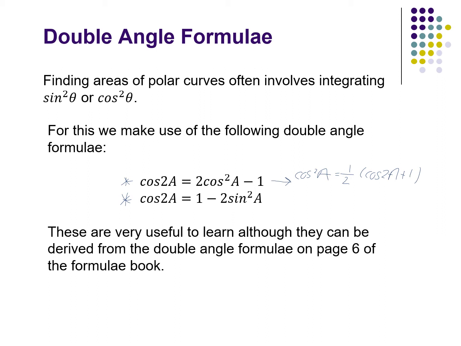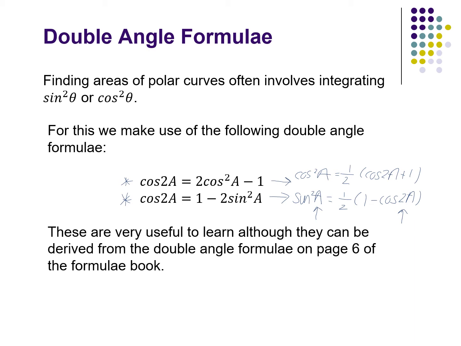And similarly, if you're integrating sine squared a, what you do is rearrange this one to say sine squared a is a half times 1 minus cos 2a. And you'll see when I do questions that I always write these out and rearrange them just so I remember, have I got a plus or have I got a minus in it? And then you'll need to set the argument here according to whatever this argument is here.